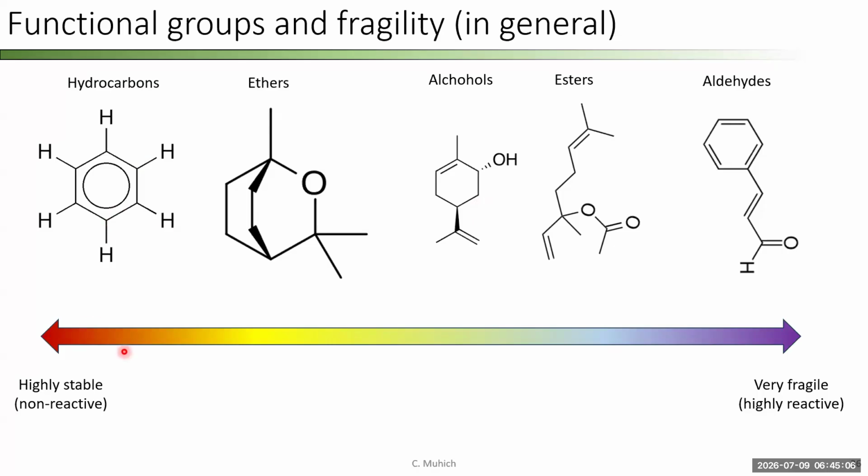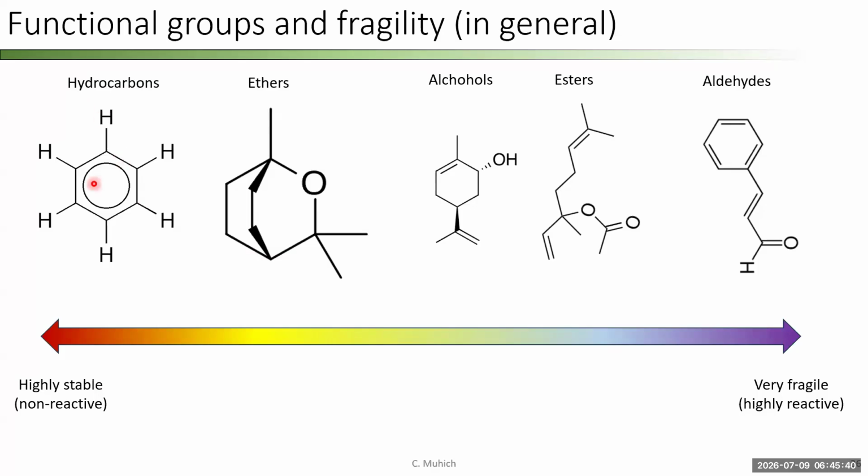On the left, I've got things that are generally considered highly stable, so non-reactive. They're going to undergo processes and retain their molecular structure. And on the right, we have things that tend to be more fragile. They're more reactive. They're more likely to break down and have bonds cleave as we go through either heating or exposure to different solvents.